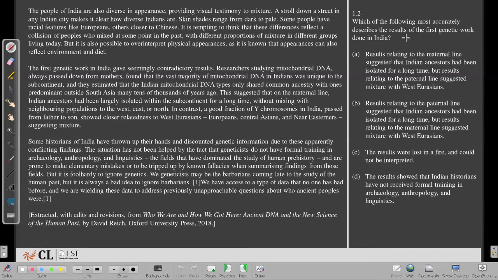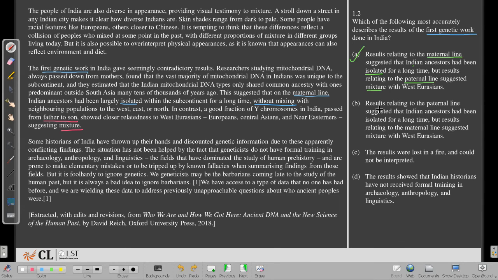Let's look at number two: which of the following most accurately describes the first genetic work done in India? When we read this, I know what the first genetic work talked about. We know for a fact that the maternal line said that it is isolated, with no mixing. But when we look at the paternal line, which is father to son, there is mixture, and that needs to be said. That is right there in answer choice A: results relating to the maternal line suggest the Indian axis has been isolated, but results from the paternal line suggest a mixture with West Eurasians, which is also mentioned there. That's answer choice A.